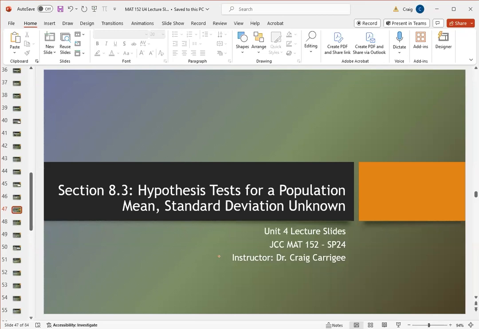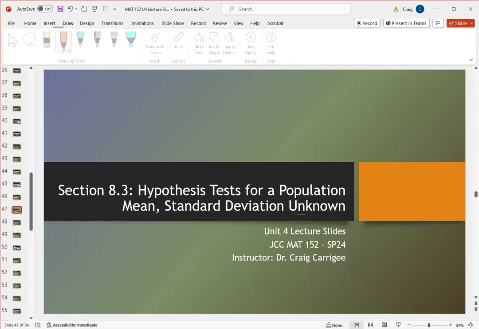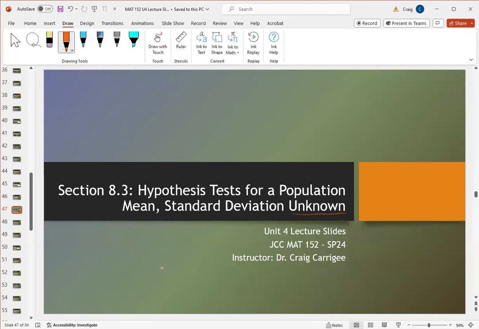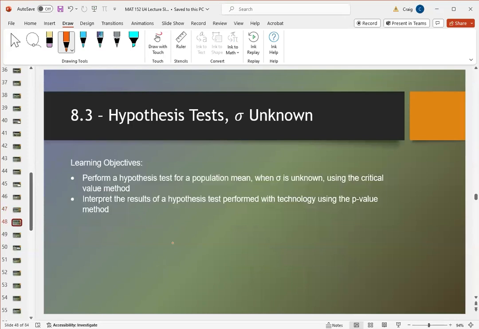In the last video, we talked about using hypothesis tests for means when you did know the population standard deviation. Now we're going to talk about when you don't know the population standard deviation. The difference is the same as for confidence intervals. We're just going to use t-values instead of z-values. So we're just going to talk about performing some more hypothesis tests and a little bit about interpreting the results as well.